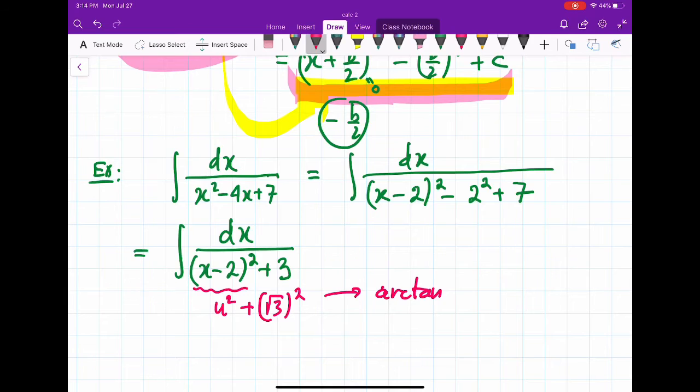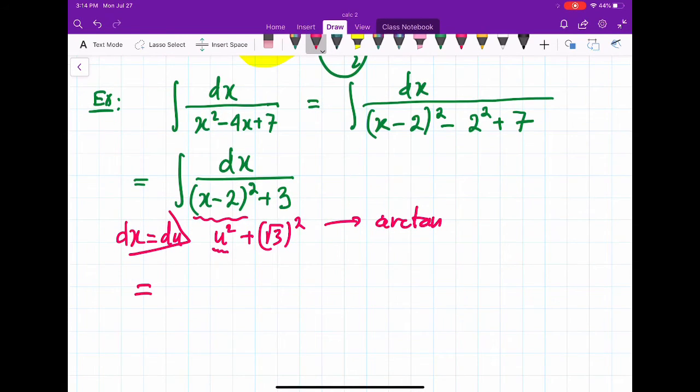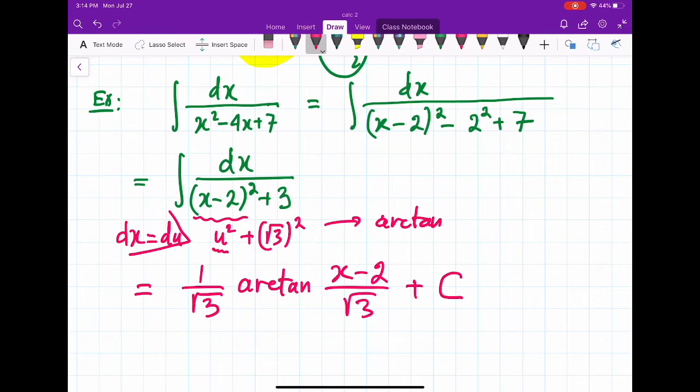You know, the u in here, u is x minus 2. And since you have dx equal to du, everything would be okay, right? You don't have to change. You don't have to do substitution. So you may write the solution right away. That is 1 over a, which is 1 over square root 3. Arctangent of what? Of u, which is x minus 2 over square root of 3, plus c. Okay?